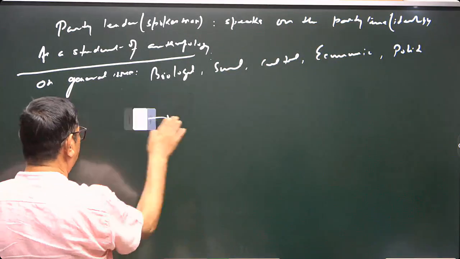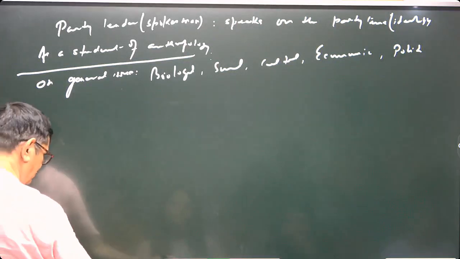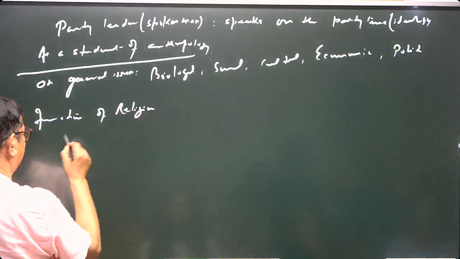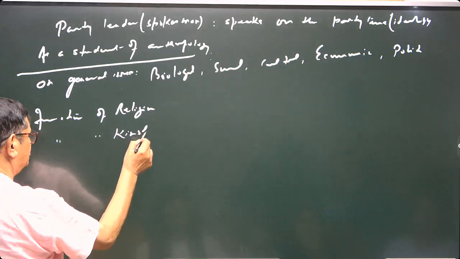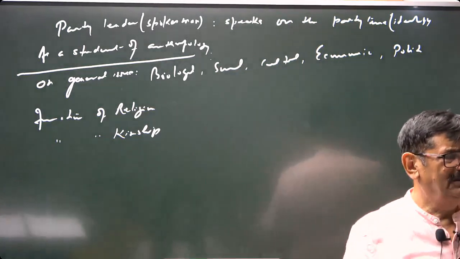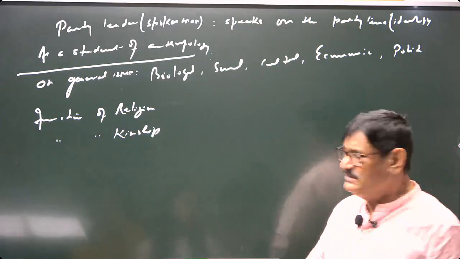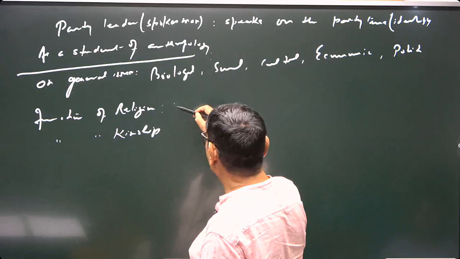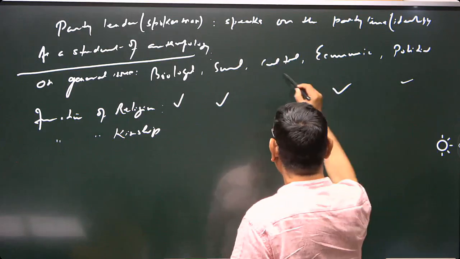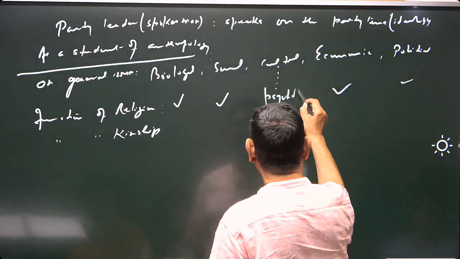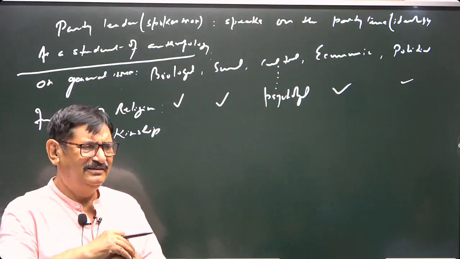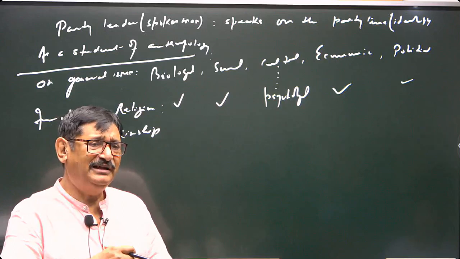If you are asked a general question, what is the function of religion, or the function of kinship? You will say, sir, I have just started, what can I tell? But you tell it on the anthropological line. The function of religion is biological function, social function, economic function, and political function. In place of cultural function, we gave psychological function. You write on the 5 functions.